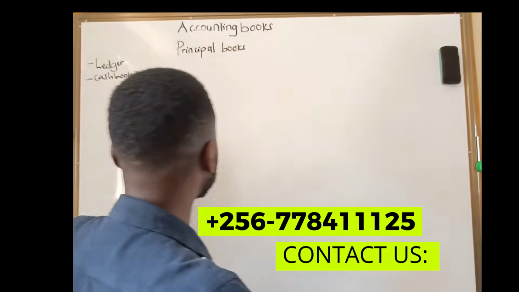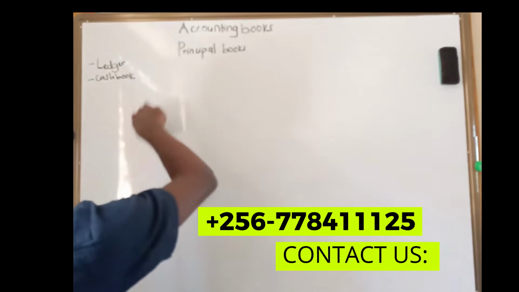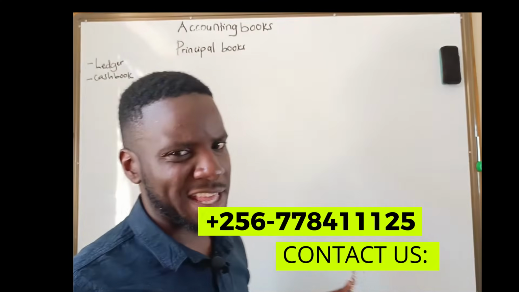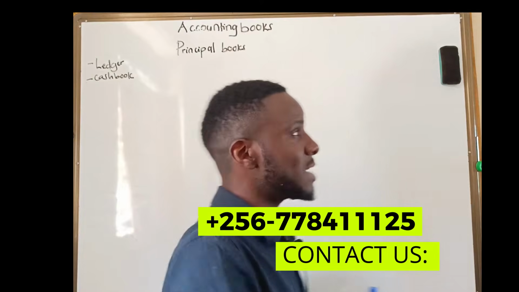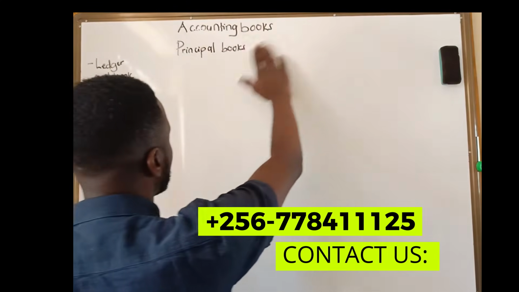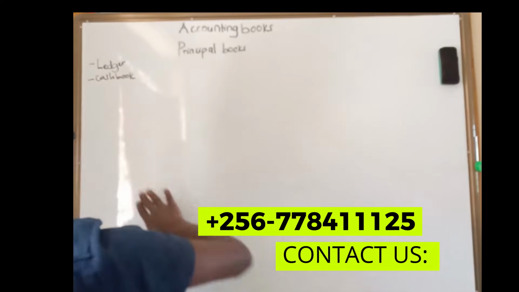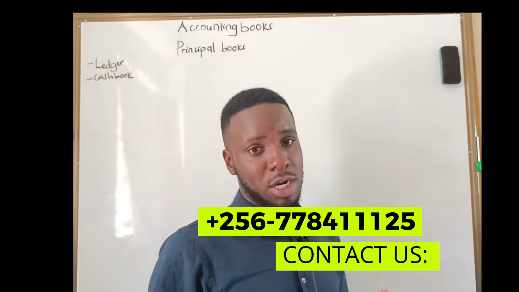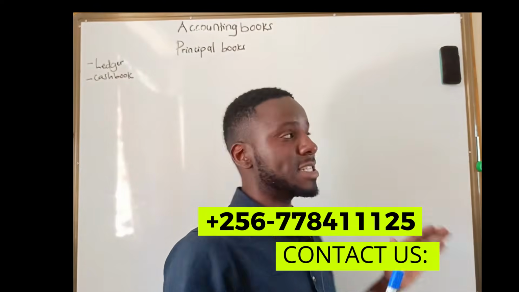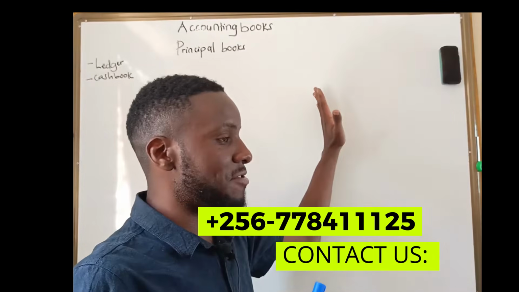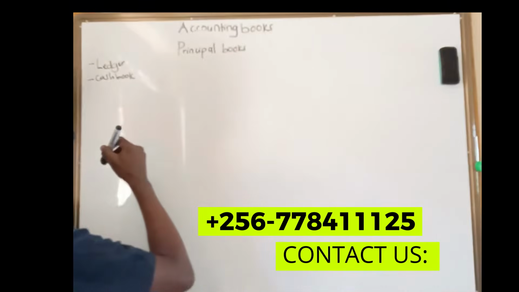Now, the question might come and they ask you, for example, in the objectives, which book is a principal book and also qualifies to be a subsidiary book. Your answer should be the cash book, because it's the only book of accounting that is a principal book and also a subsidiary book. Now, allow me to look at a ledger.